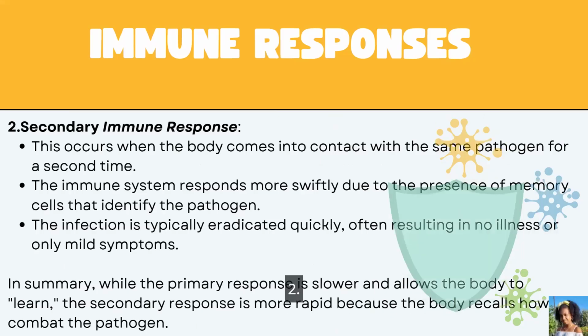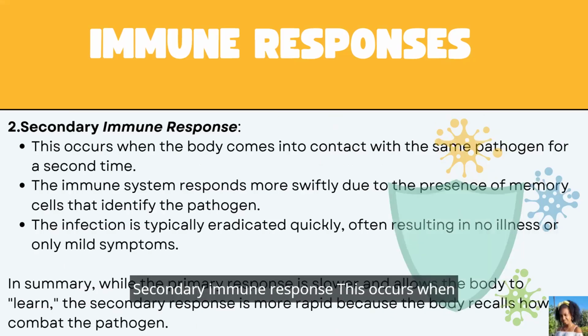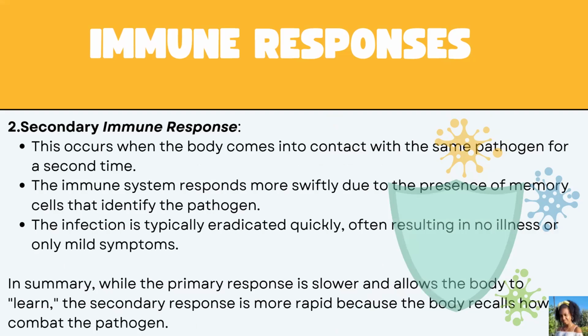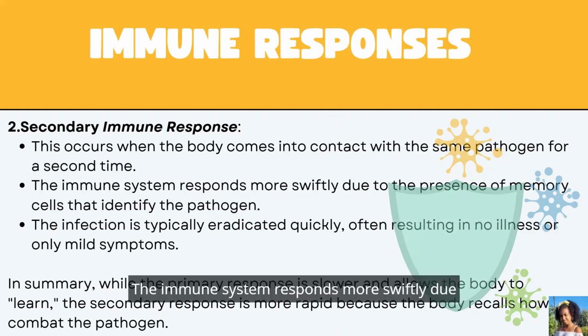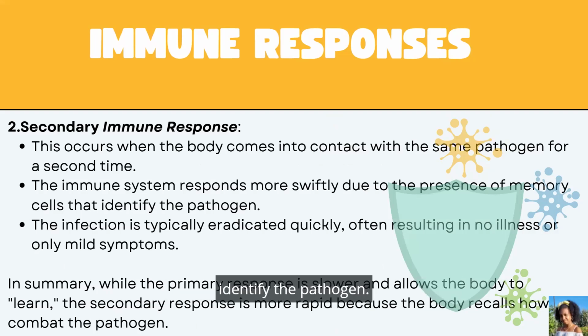2. Secondary immune response. This occurs when the body comes in contact with the same pathogen for a second time. The immune system responds more swiftly due to the presence of memory cells that identify the pathogen. The infection is typically eradicated quickly, often resulting in no illness or only mild symptoms.